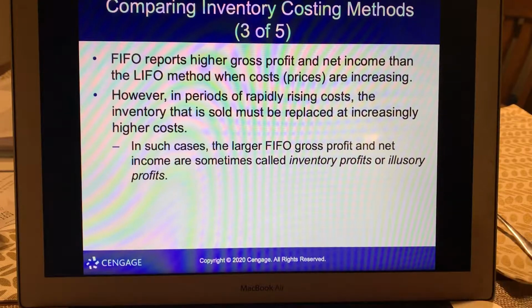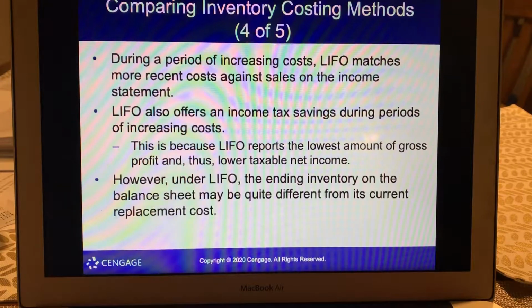Keep in mind, whatever method you decide to use, do not switch between methods. Stick with FIFO, stick with LIFO, but don't switch back and forth, because that's when you get audited, you'll get some red flags and that won't be good. So stick with one method.